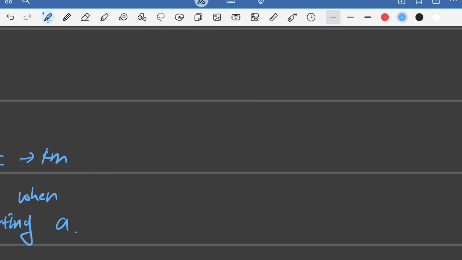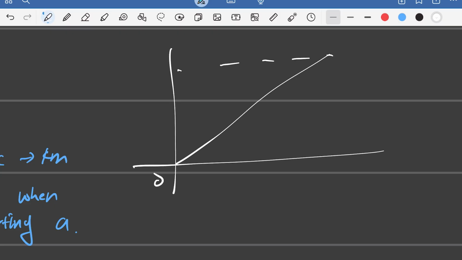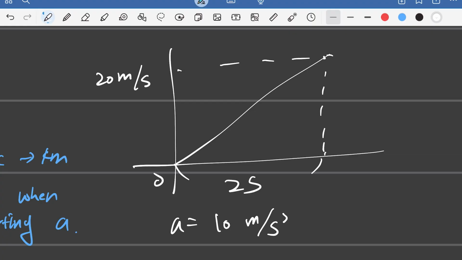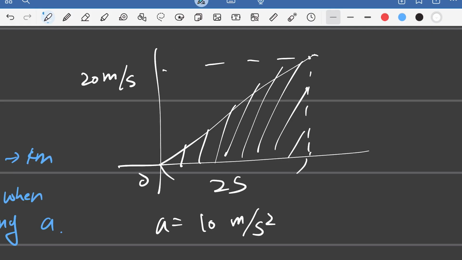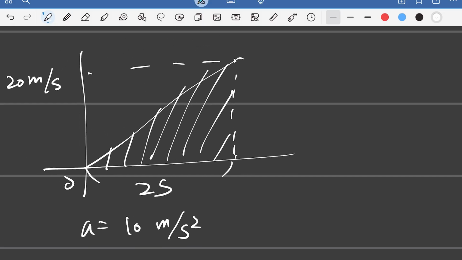If you look at the velocity graph, it's going to look something like this, right? It's going to be 0 to, let's say, 20 meters per second. It took 2 seconds, so acceleration would be 10 meters per second squared. And then we're trying to get this part because I said the area under the velocity graph would be the displacement. So using simple geometry, it's going to be 2 times 20 divided by 2, and that's going to be the displacement.